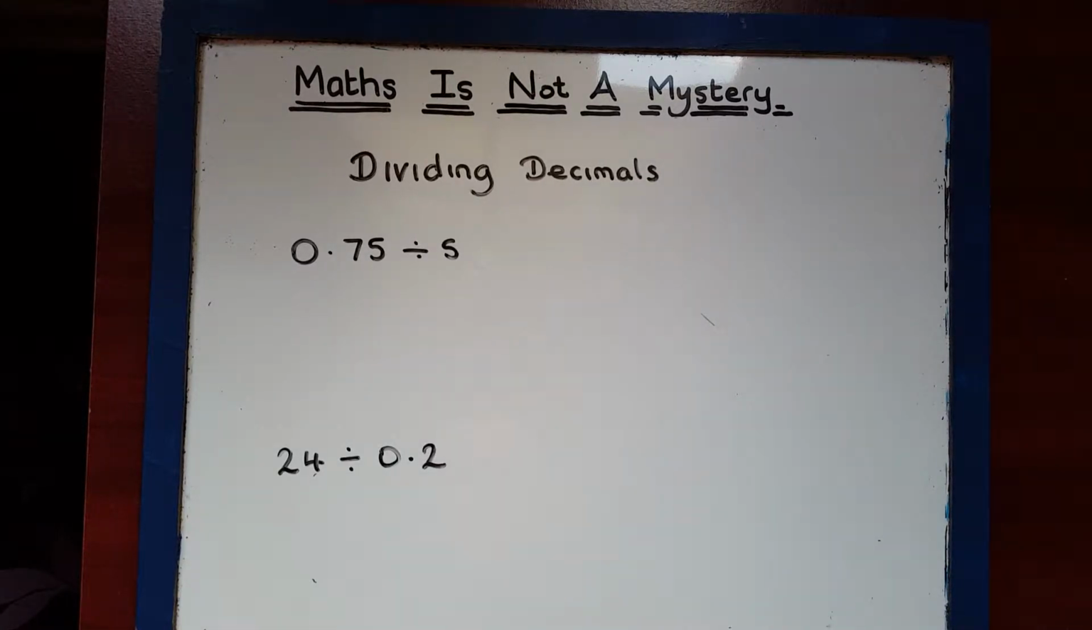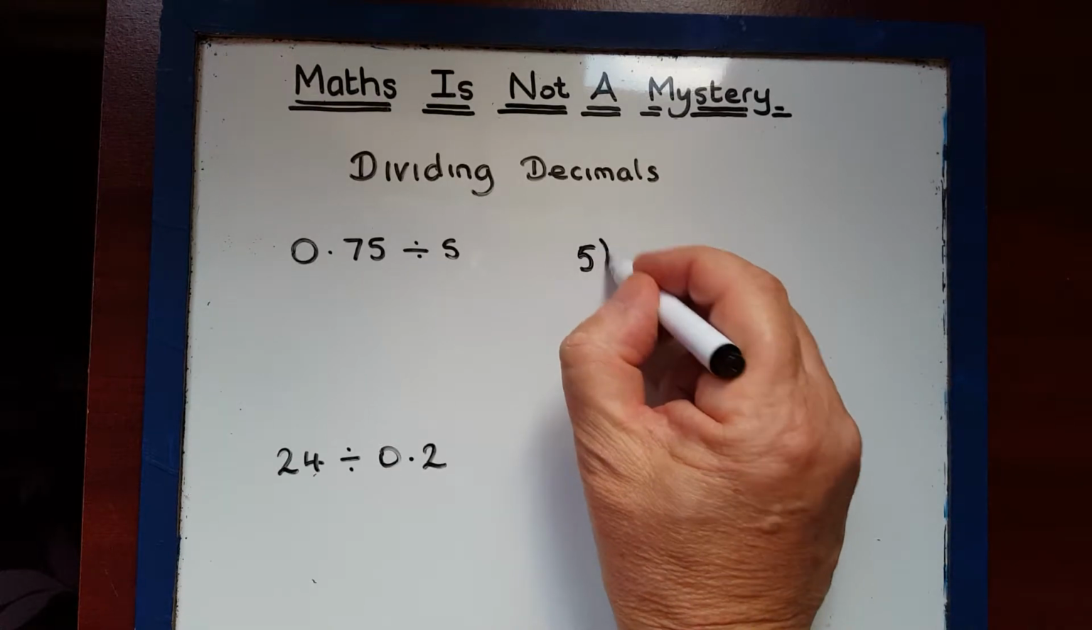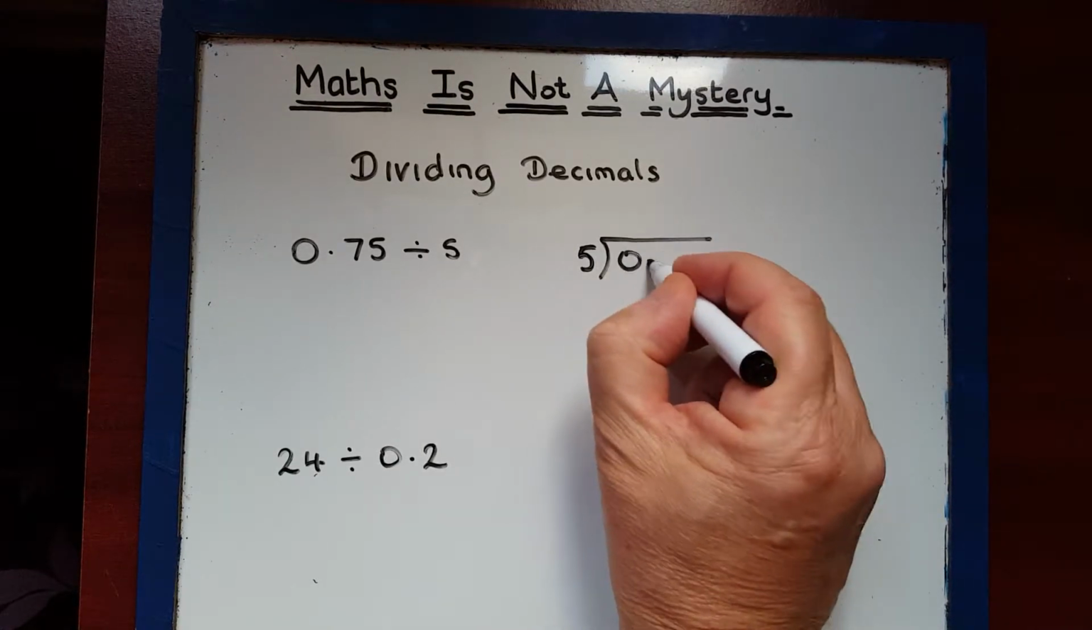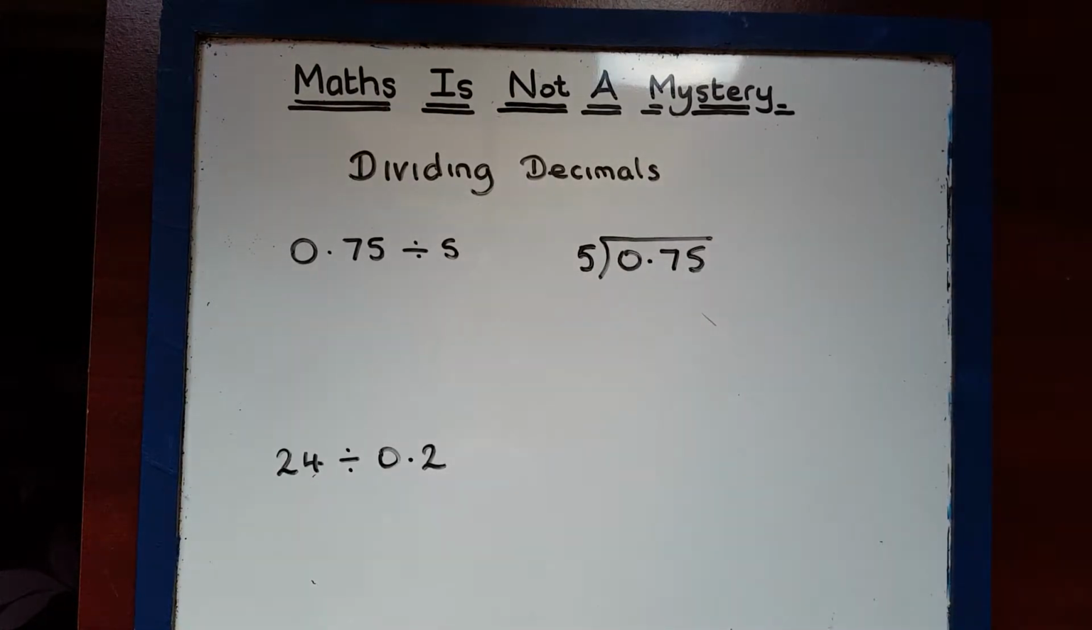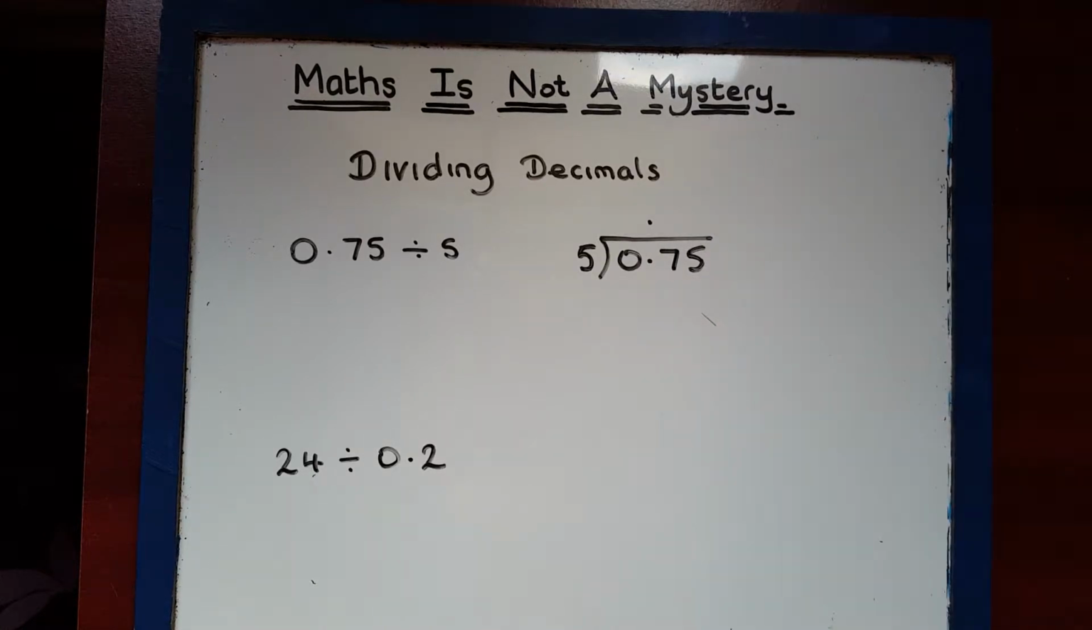You need to be able to do long division for most of this, so you would be setting this up in a way that says how many 5s are there in 0.75. Okay, you set it up like that, and before you even begin, put the decimal point in place above the question. Now you can completely forget about the decimal point and just do your ordinary basic long division.